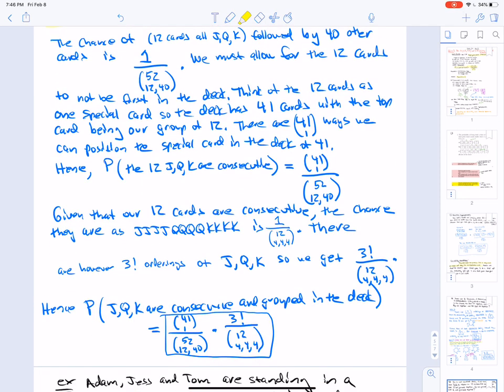Now, given that the 12 cards are consecutive, the chance that they're grouped in the order jacks first, queens next, kings next would be 1 over 12 choose 4, 4, 4. However, there are 3 factorial orderings of jack, queen, king. So we get, in fact, 3 factorial over 12 choose 4, 4, 4. And now just applying the multiplication rule, we have our answer boxed.